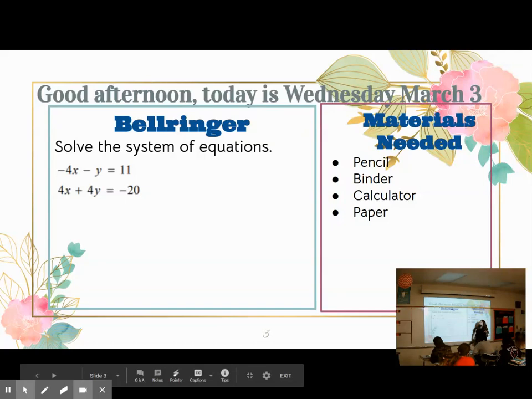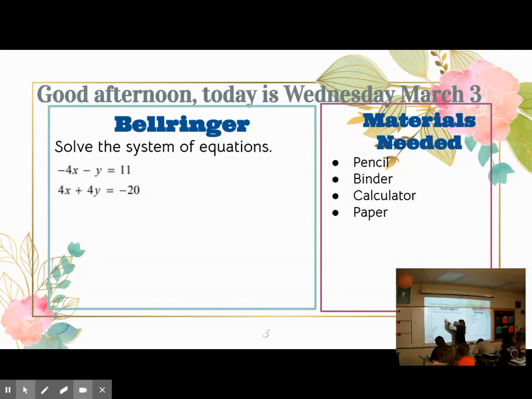Go ahead. So, I added those two together and got 2y equals -9. Then I divided both of them by 3 and got y equals -3. Then I took this equation and I substituted -3 in for y. And I multiplied those together and got -12. Then I added 12 to both sides. And I got -8. And I divided each side by 4 and got x equals -2.